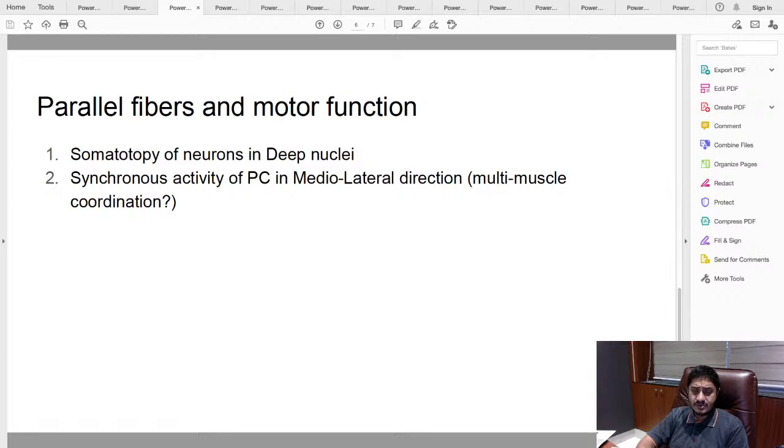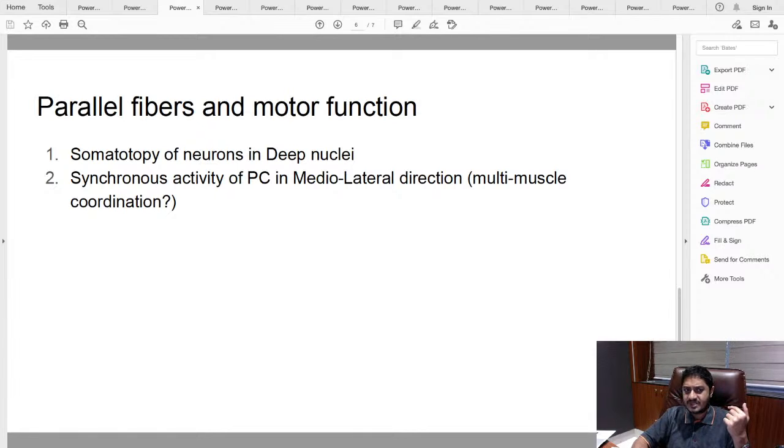So note that there is somatotopy of neurons in the deep nucleus. What has been found is that, because there is somatotopy, and because different Purkinje cell neurons project to different deep cerebellar nuclei, there is some kind of synchronous activity in the ML direction. ML direction means different groups of Purkinje cell neurons are coordinated simultaneously, leading one to speculate that there is some kind of multi-muscle coordination probably mediated by these neurons. Yet we do not know. This is pure speculation.